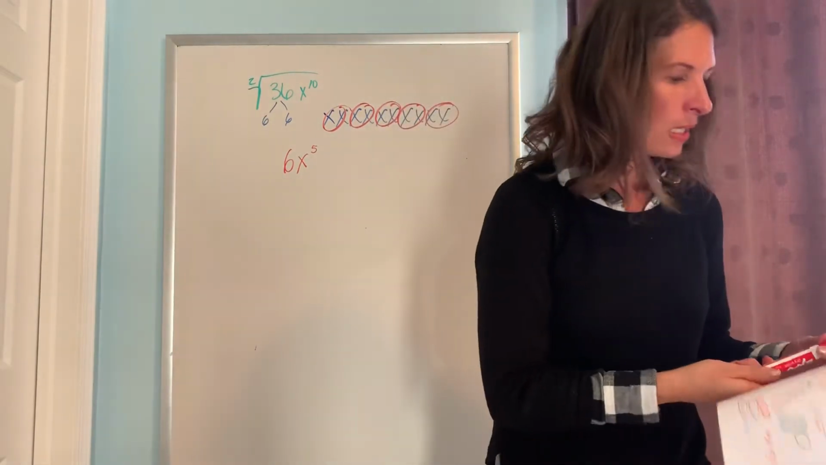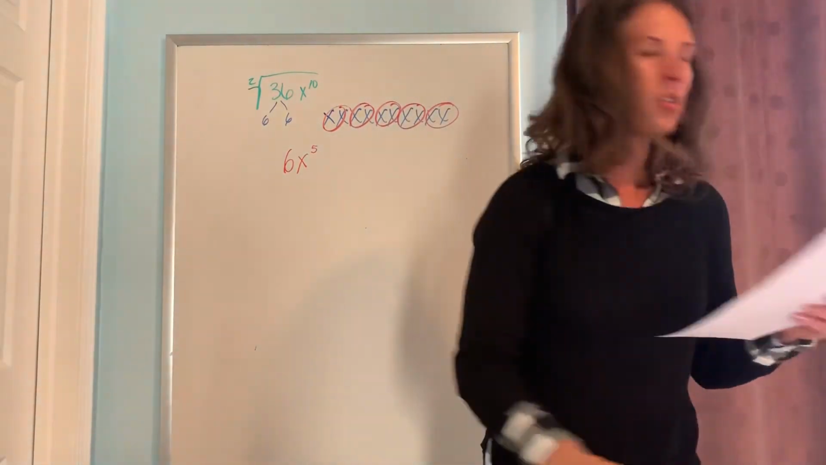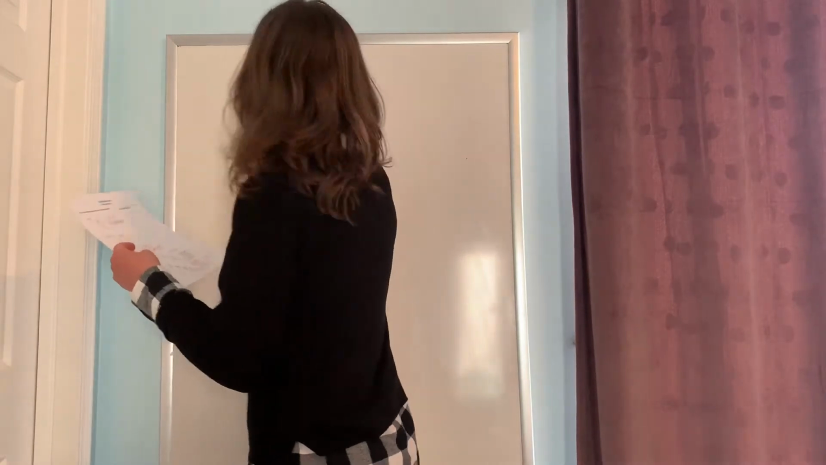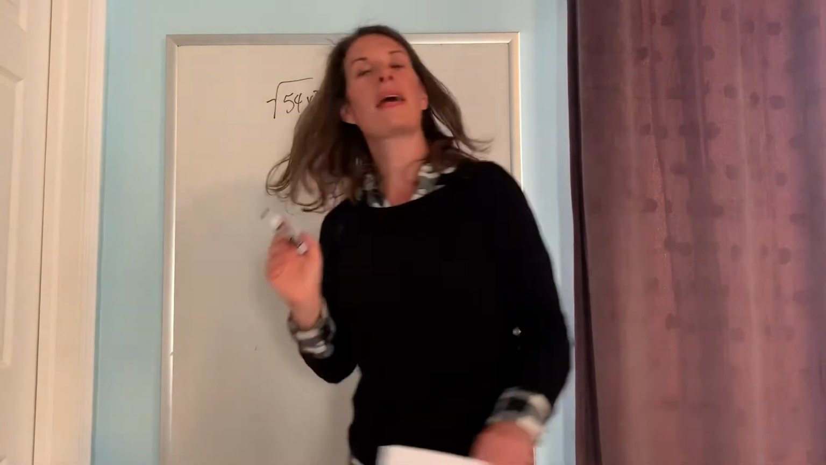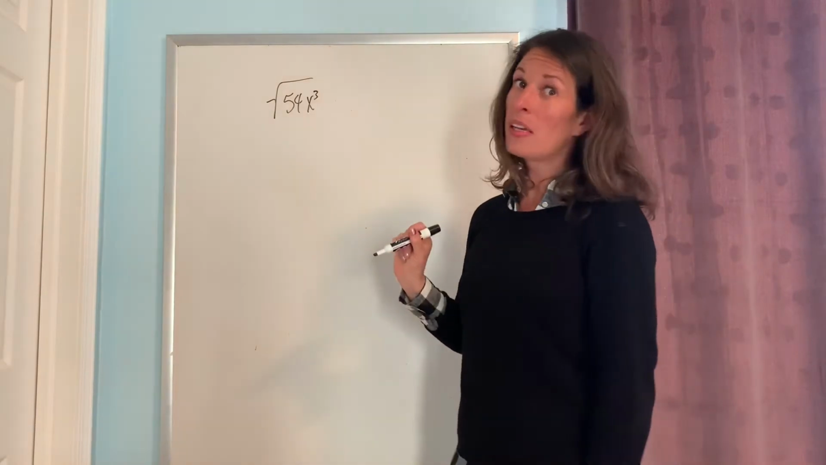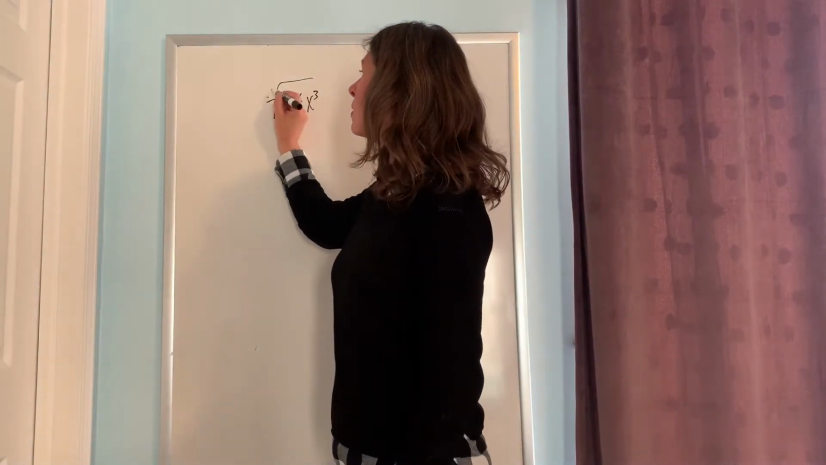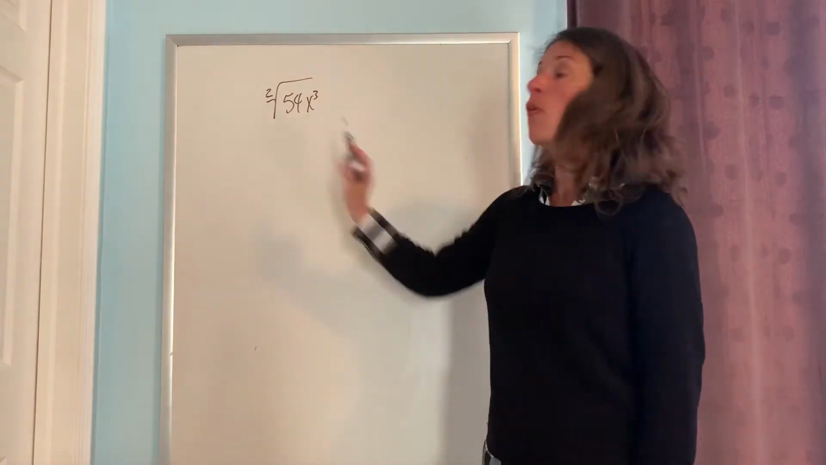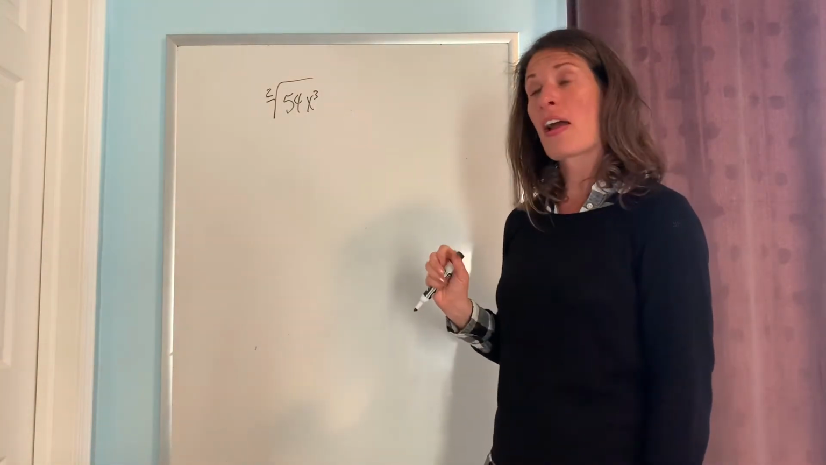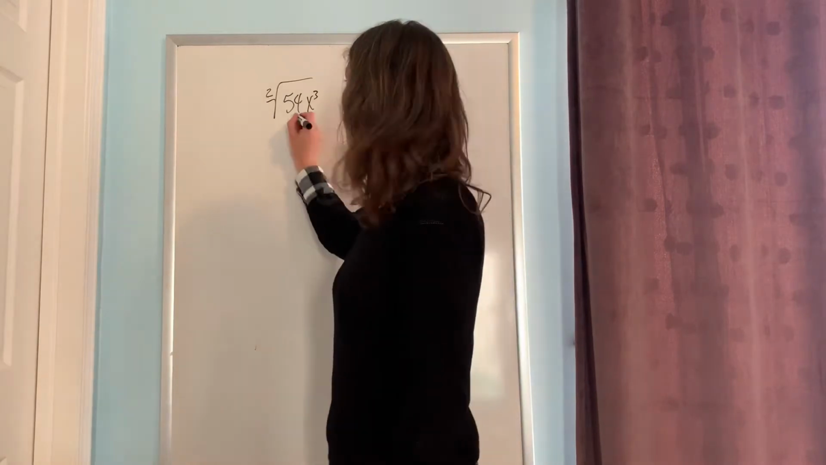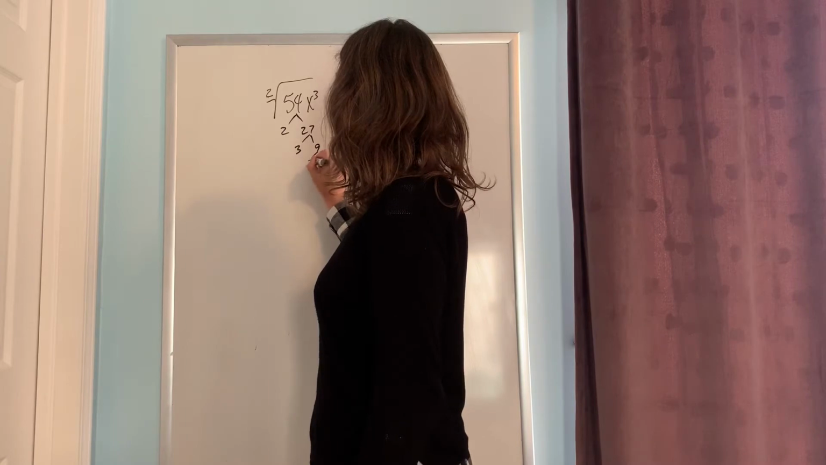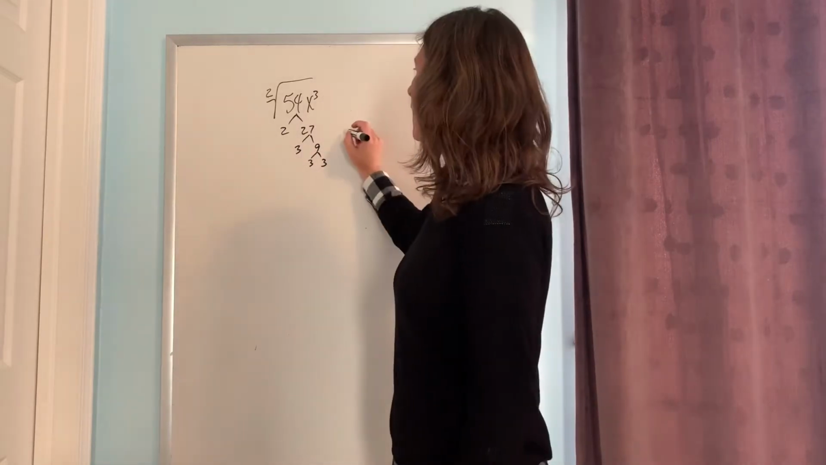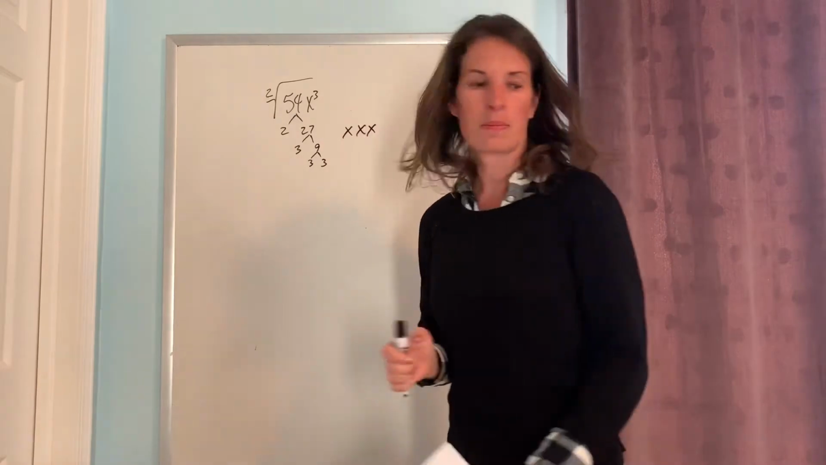All right, let's look at number 2. Number 2, we have the square root of 54 times x cubed. Now, what's this number? If it's not there, it's a 2. 54 is not a perfect square, which means we need to prime factor it. So 54 is an even number. So it goes 2, 27, 3, 9, 3, 3. And then I have 3 x's.